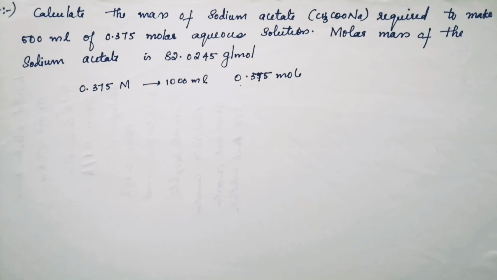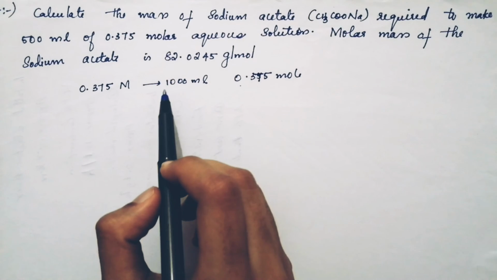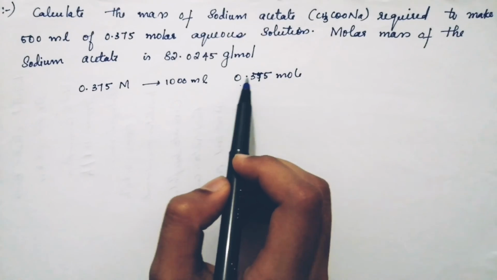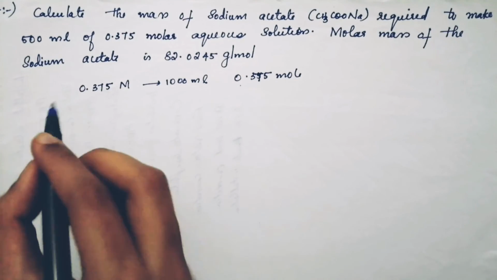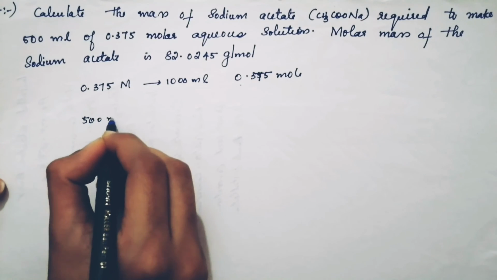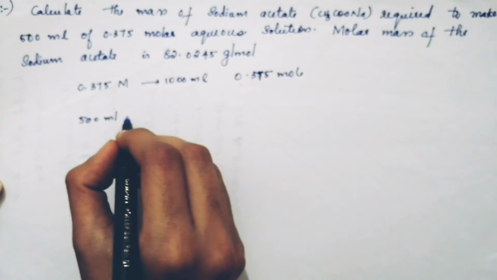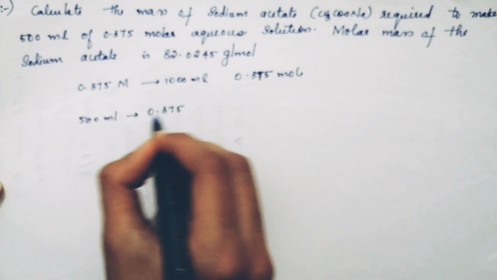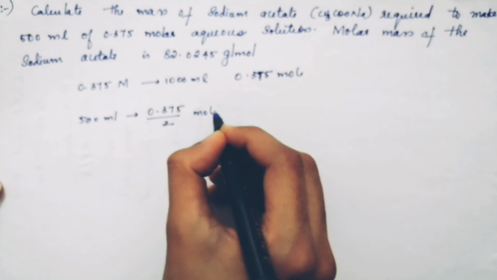Next question says, calculate the mass of sodium acetate, that is CH3COONa, required to make 500 ml of 0.375 molar aqueous solution. Molar mass of the sodium acetate is 82.0245. This 0.375 molar aqueous solution means that in 1000 ml of the solution, it contains 0.375 mole. So here we are asked about 500 milliliter of solution. So that will be exactly half of this.